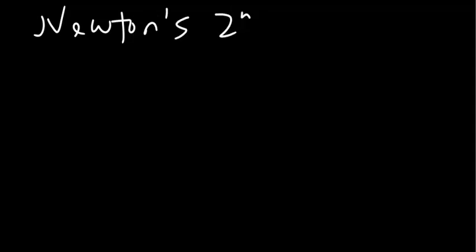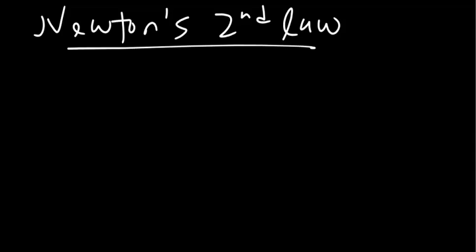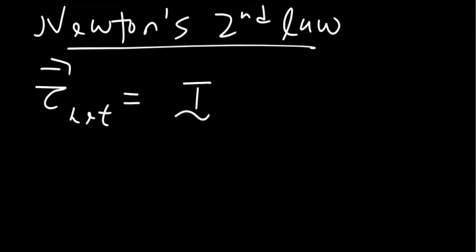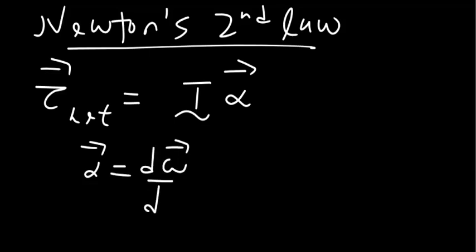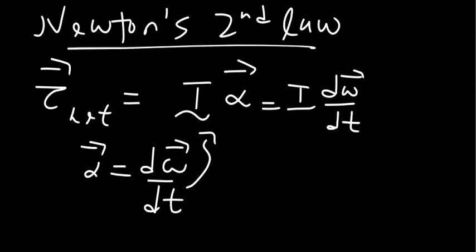Now let's express Newton's second law in terms of angular momentum. This is Newton's second law for rotation. We know that net torque can be written as the product of moment of inertia and angular acceleration. And since we know the angular acceleration is given as the time rate of change of angular velocity, putting this in here, you get I times d omega dt.